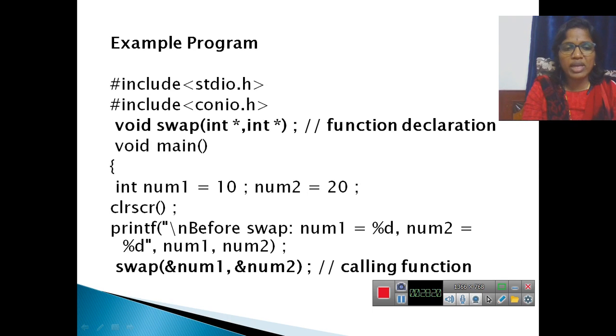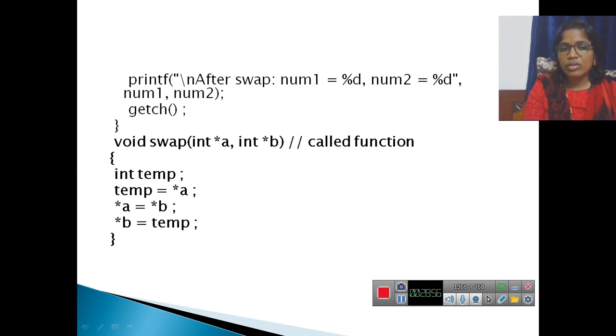Next, void main. I am passing 2 parameters, number 1 and number 2, clrscr. Before swap, I am writing number 1 which is 10, number 2 which is 20. Then swap: I am calling a function and passing the parameters. What am I passing? The address of number 1, that means the key for number 1, and the key for number 2. This is my room, this is my room. You go and make changes over there. So my control of execution moves here.